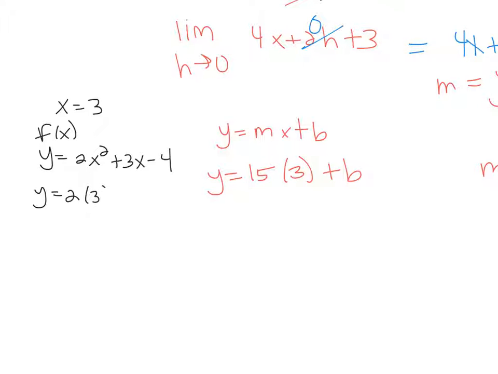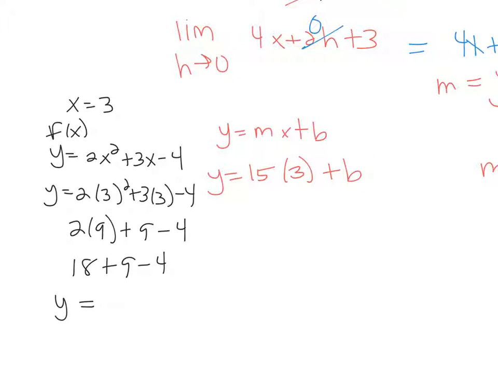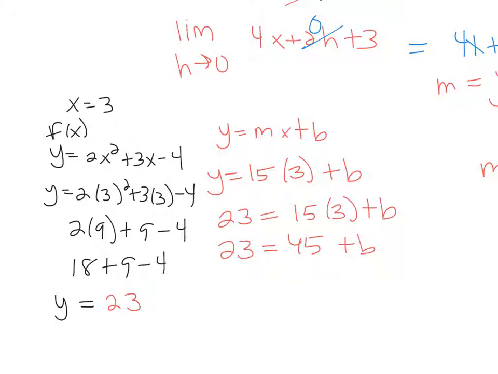So I'm going to have 2 times 3 squared plus 3 times 3 minus 4. So I have 2 times 9 plus 9 minus 4. 18 plus 9 minus 4 gives you a y value of y equals 23. So I'm going to plug in this 23 value into my y, and I'm going to be able to solve for b now. So I get 23 equals 15 times 3, which is 45, plus b. Subtract 45 to solve for b. You end up getting a b value of negative 22.